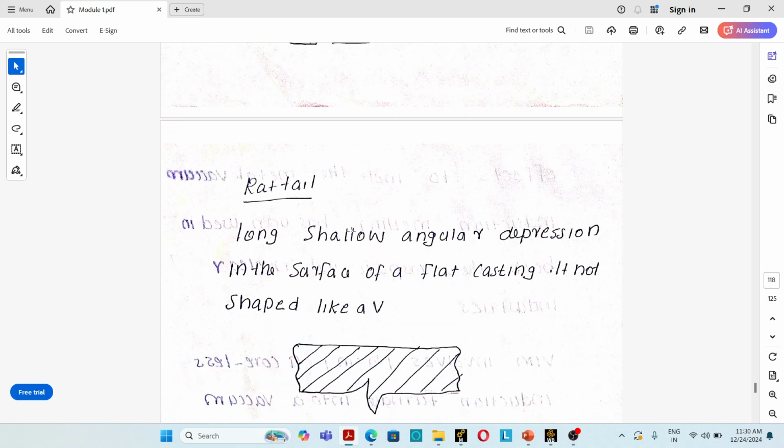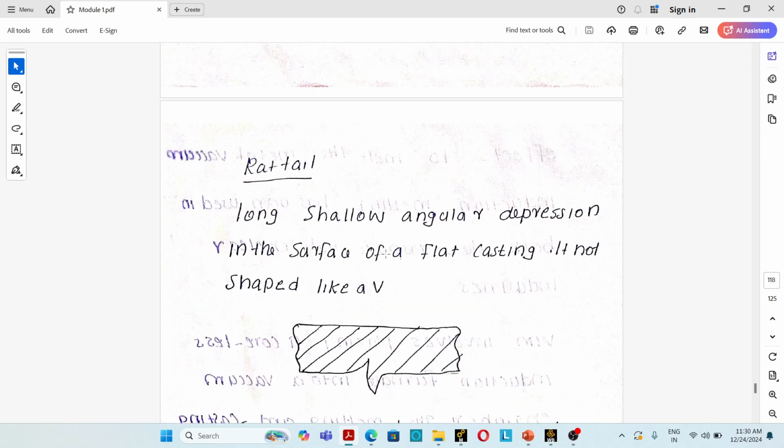Rat tail. Rat tail is a long, shallow, angular depression in the surface of a flat casting. It is not shaped like a V. Other than V shape, if a depression is found in the flat surface of a casting, that is known as rat tail. So these are the classification of defects in casting.